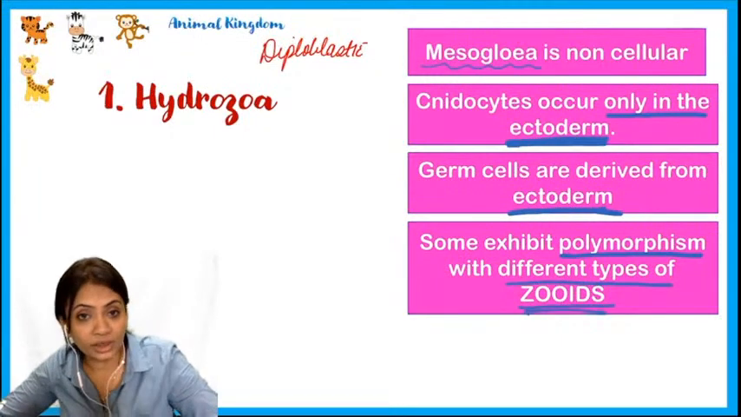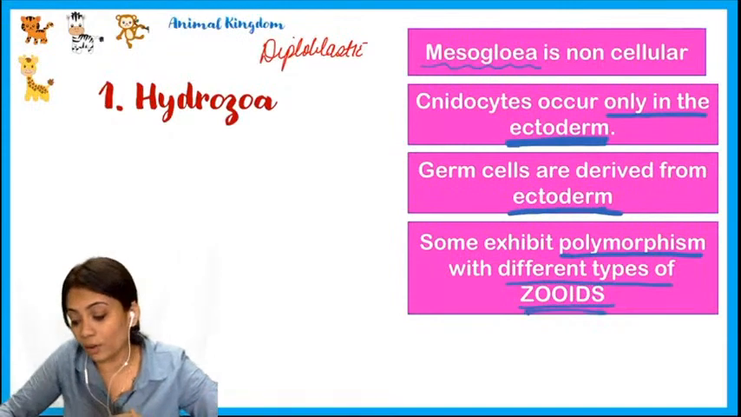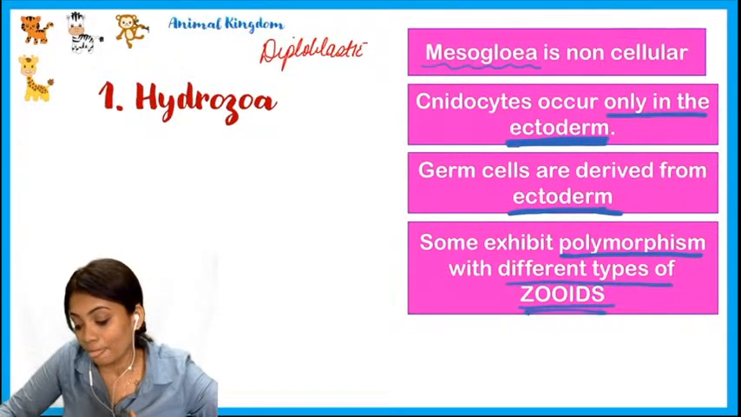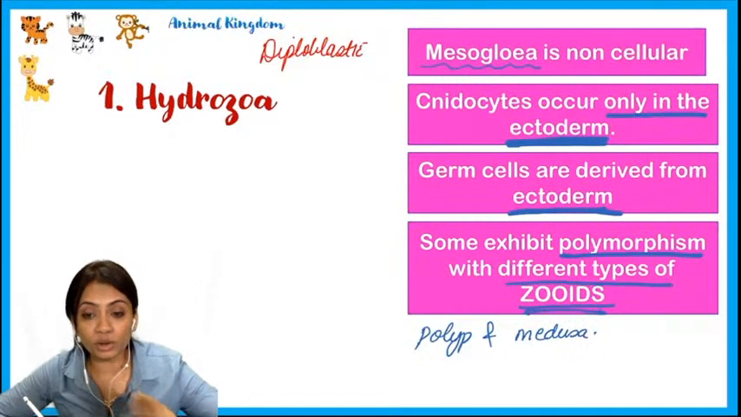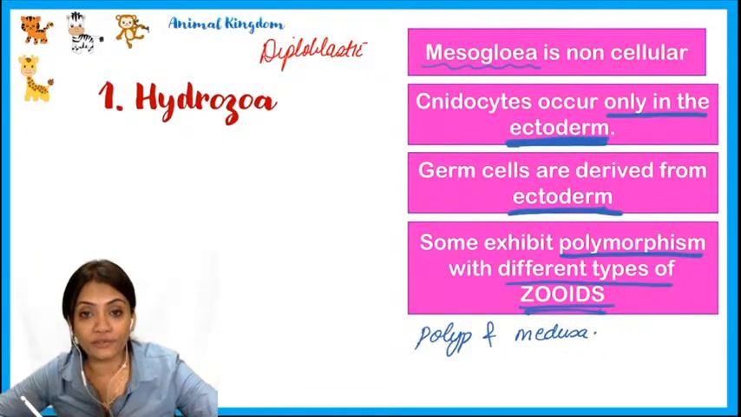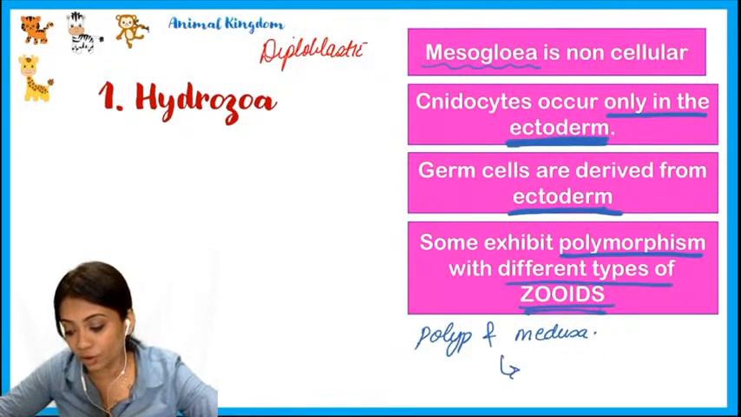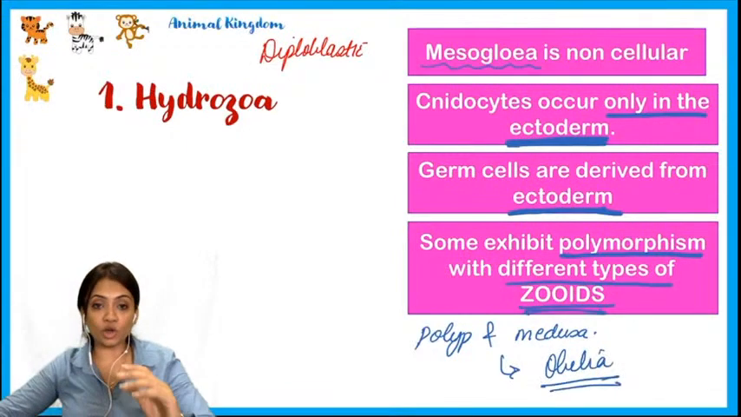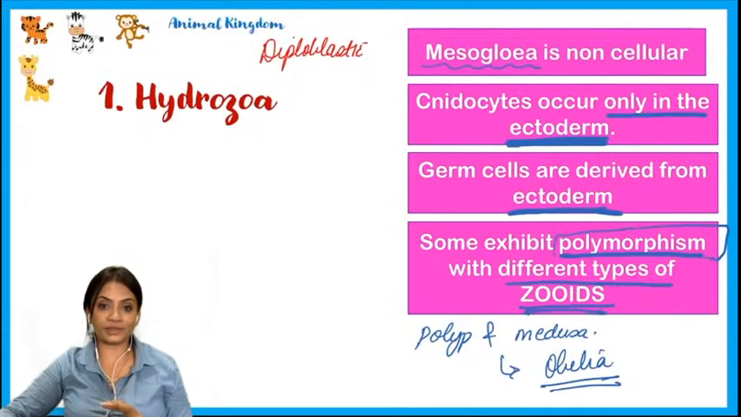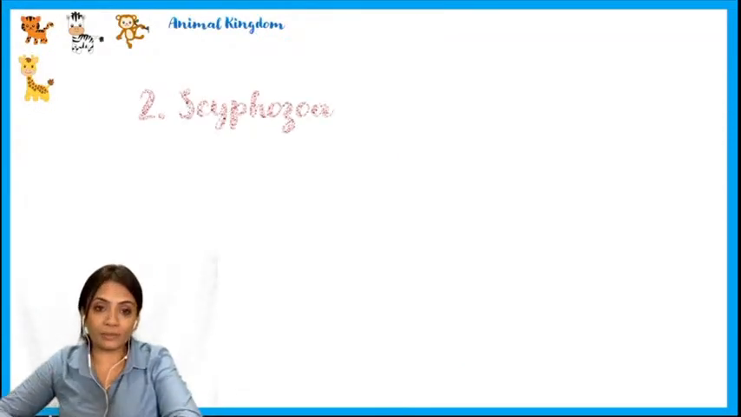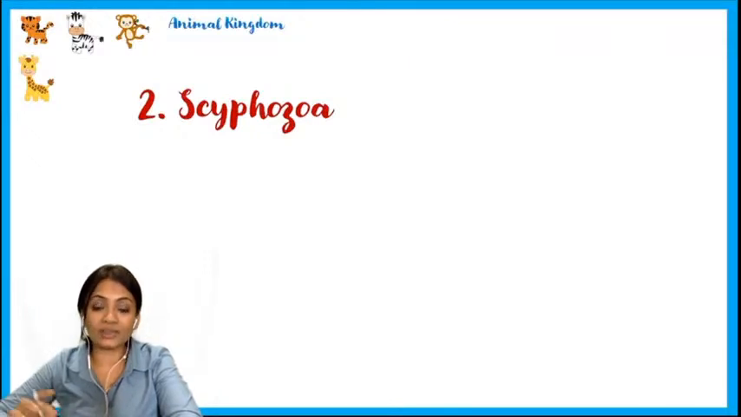What are we talking about? Wasn't it about the polyp and medusa, both being there? Both of these are zooids, showing polymorphism. Which animal were we talking about? Wasn't it Obelia? Because Obelia has both forms, we call it polymorphism. Alright, so that was all about the first class, Hydrozoa.